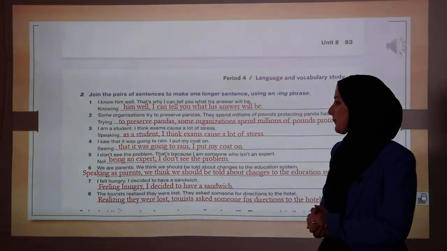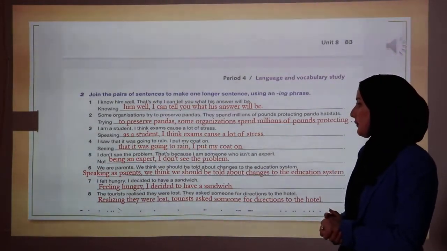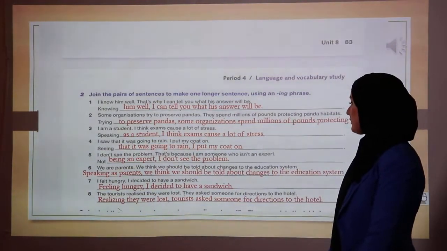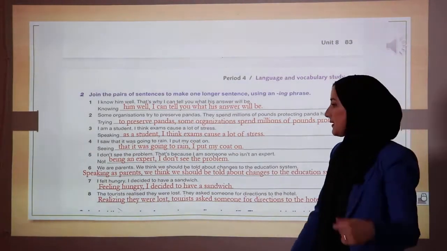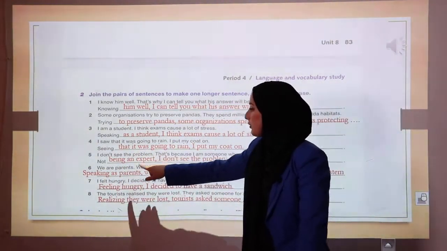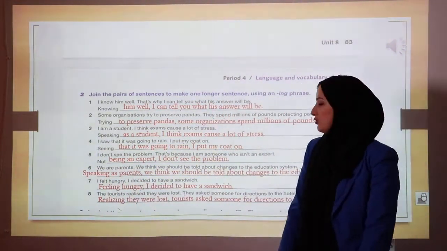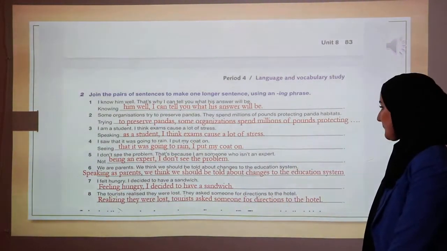Full stop. Number 6. We are parents. We think, so this is an opinion, we think we should be told about changes to the education system. Start with speaking as, we have a speaker, we have an opinion, so speaking as parents, comma, we think we should be told about changes to the education system.